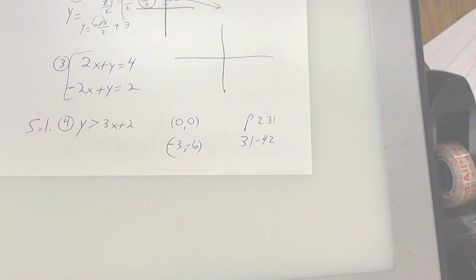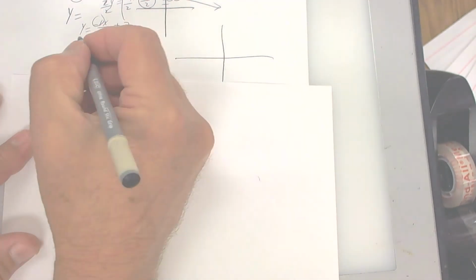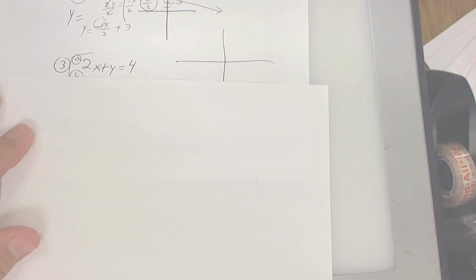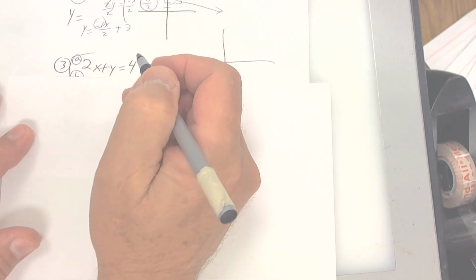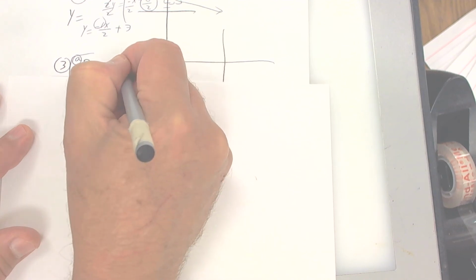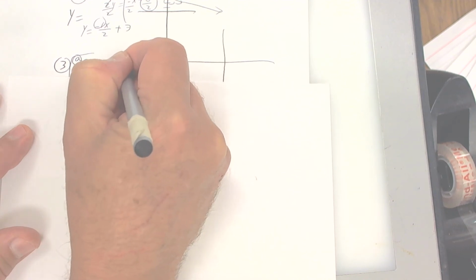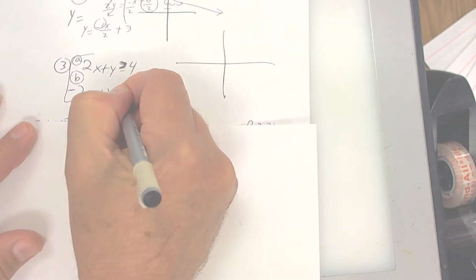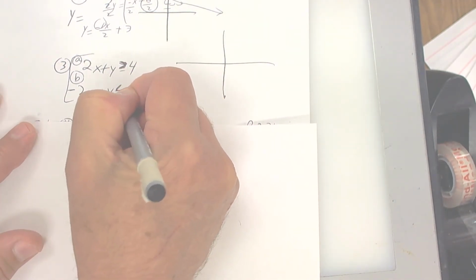Well, let's talk about number 3. Number 3, you have to first label this as A and B. Now, you want to get y by itself, just like you were taught. All right, I'm going to change this to an inequality. So let's say greater than or equal to. And then let's say less than.